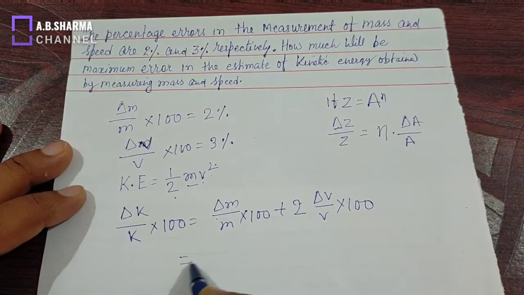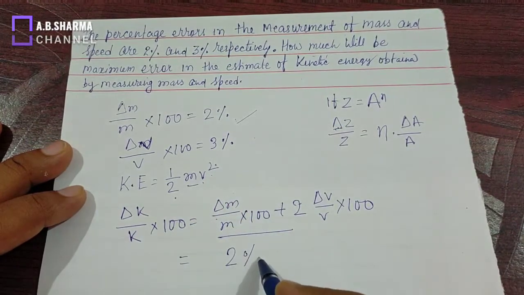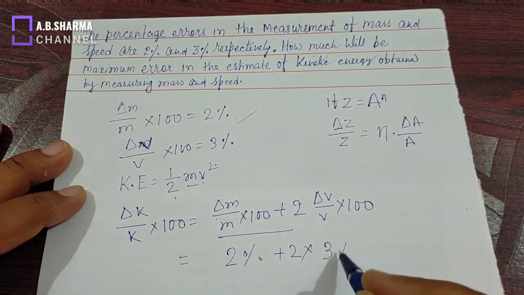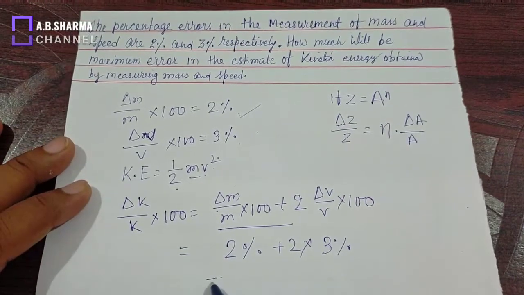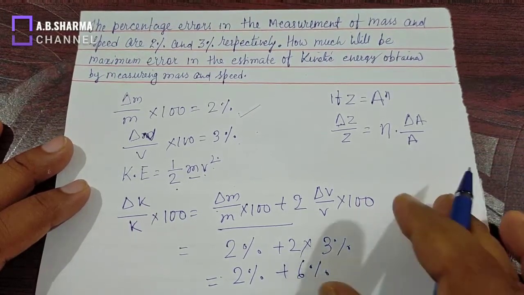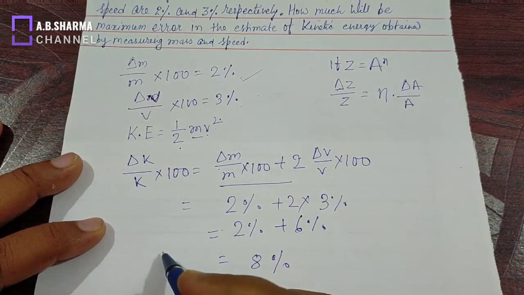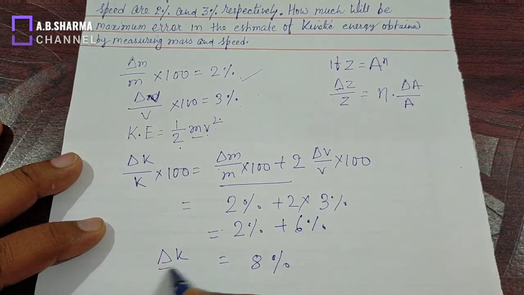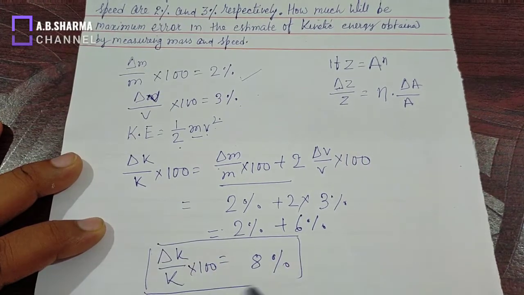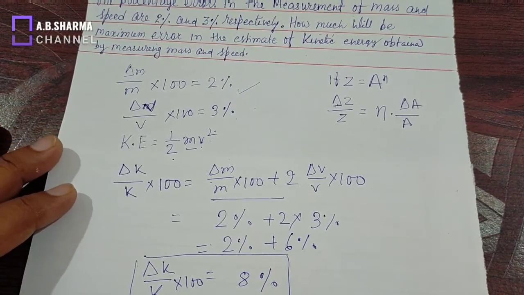This is 2%, and this is 2 into 3%. Means total percentage error is 2% plus 6%, which equals 8%. So this is the percentage error while obtaining kinetic energy. This is the answer. These are very basic questions, my dear students, and I have taken them from NCERT book. Now see the next question.